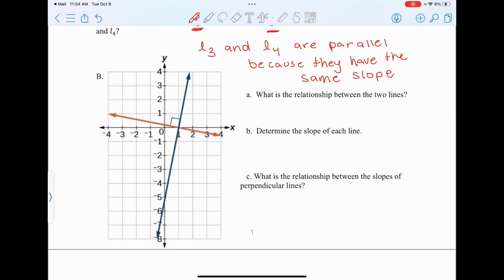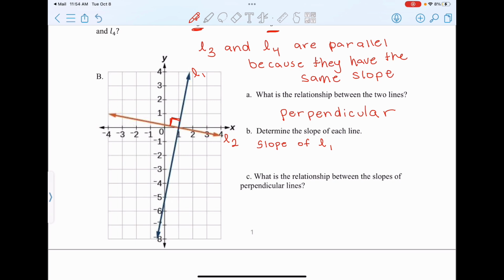Now let's look at the relationship of the slopes of perpendicular lines. Remember, perpendicular lines are 2 lines that intersect to form a 90-degree angle. So I'm going to call this line L1 and this line L2. And notice how they intersect to form a 90-degree angle. So this tells me that these 2 lines are perpendicular. And I'm going to find the slope of each line. Remember, rise over run.